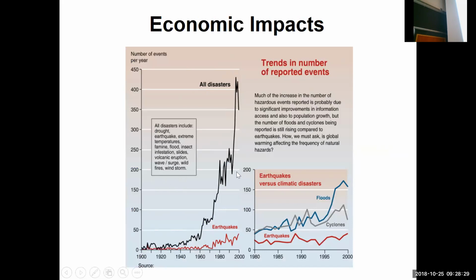So they're going up tremendously, and they're going up partly as a consequence of population, partly as a consequence of technology that detects these things, partly as a consequence of communications, which allows us to report these things. Notice the trends in number of reported events. So one needs to keep in mind, when economic impacts are discussed, the number of reported events. Plotted here is earthquakes because they are easily reported by automated technology.